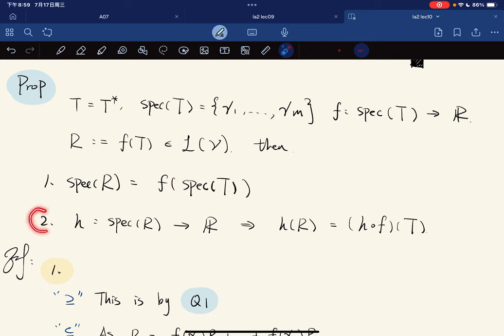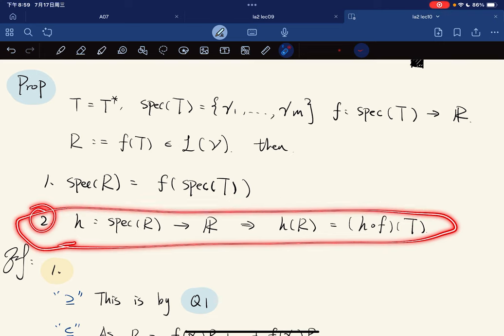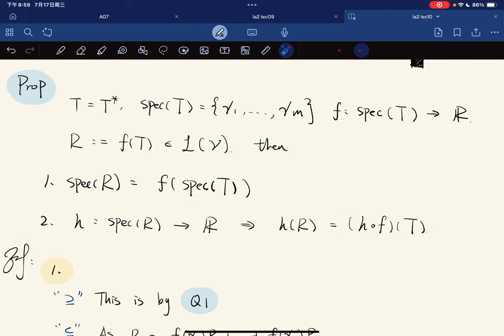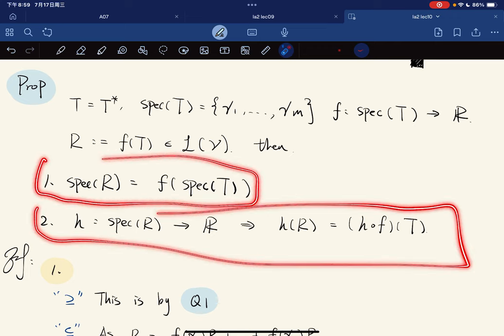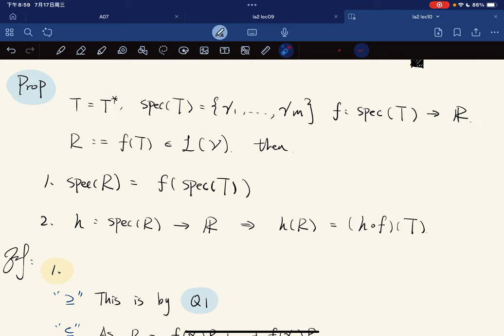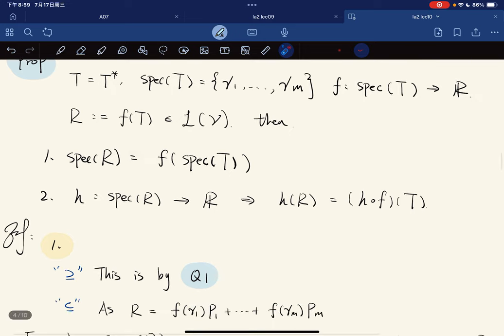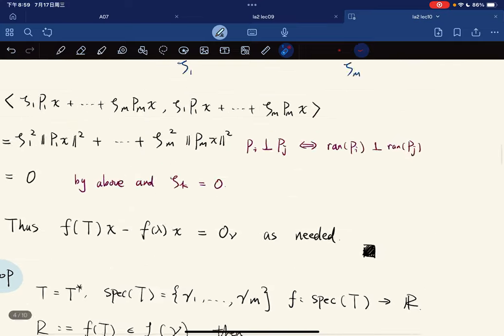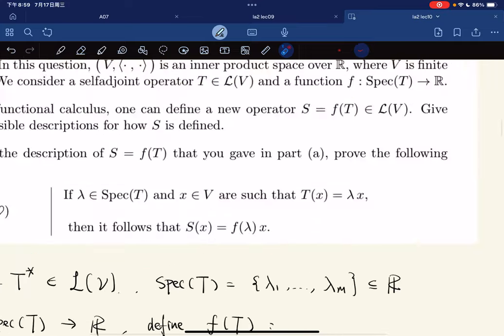Okay, part two will be omitted because notation-wise it's too hard to keep track, but the idea is not that hard. So we only prove one, and we assume that two is true. Okay, so for one, we show this. But this is by the Q1 we just did, right? What we just did is basically Q1.